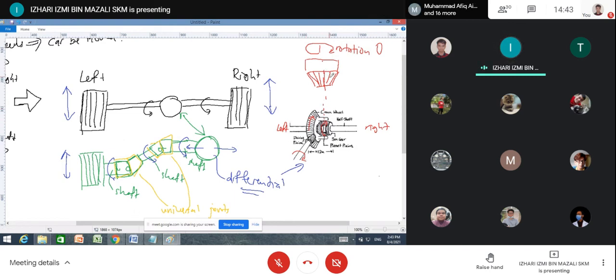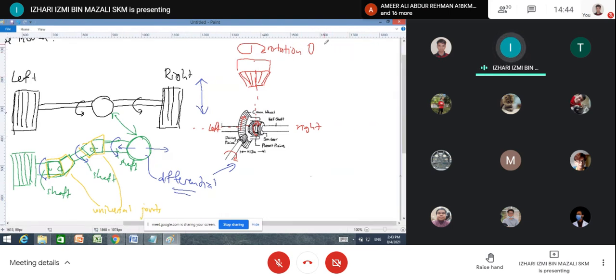Meaning you have this axis, but the planet pinion here generally can be rotated in this axis, the vertical axis. But if left and right wheels are spinning at the same speed, it will not be rotating about the vertical axis. The whole thing just rotates with the crown wheel at this horizontal axis. But when the speed of the left and the right is different, then here will be rotating. So it might be confusing. In this case, rotation 0 means left is the same as right.